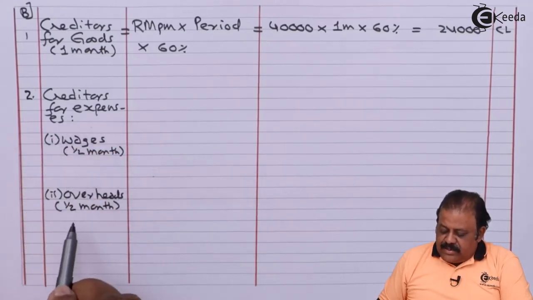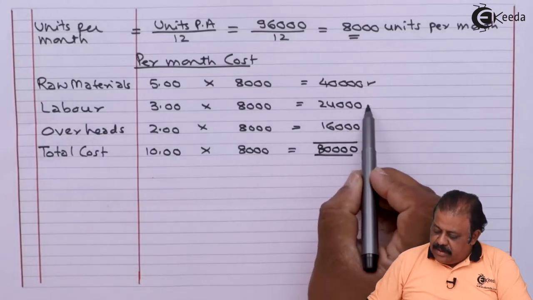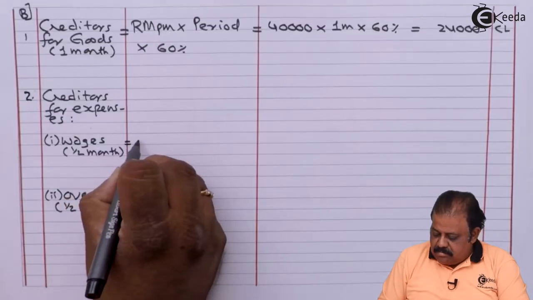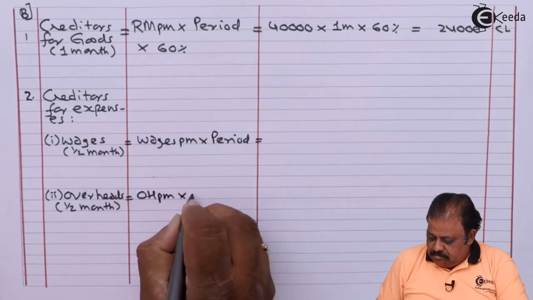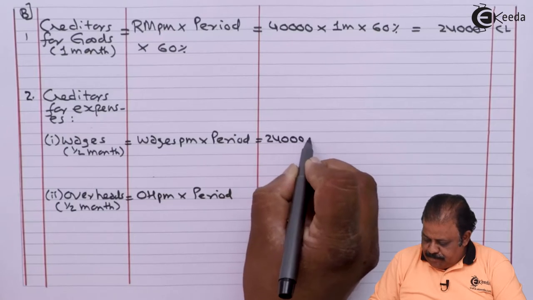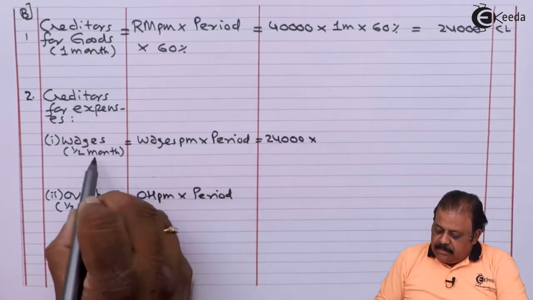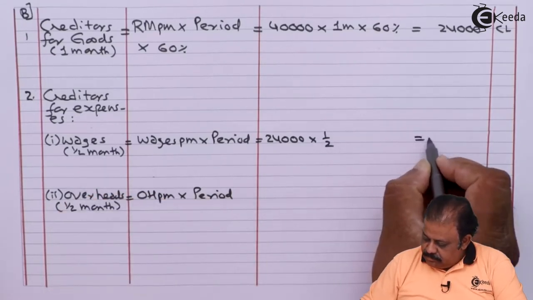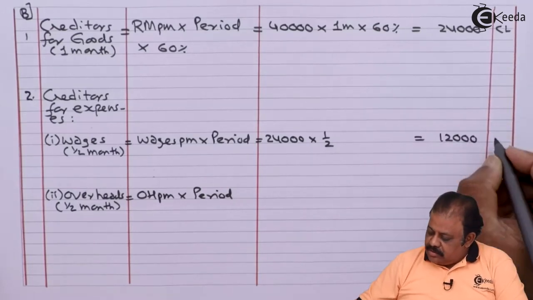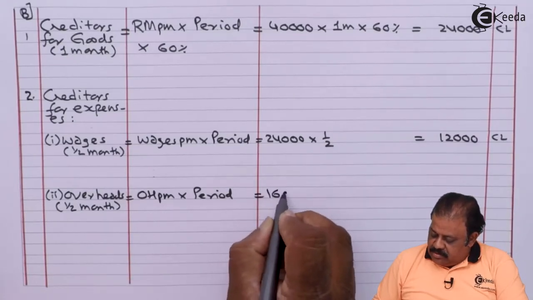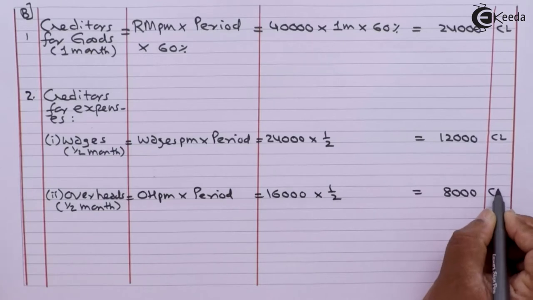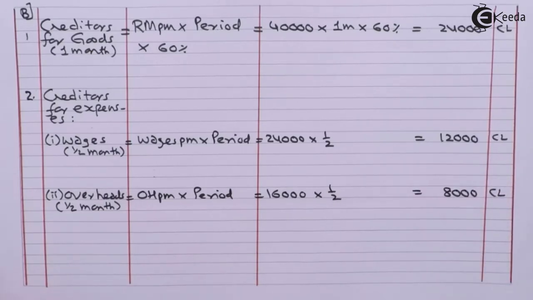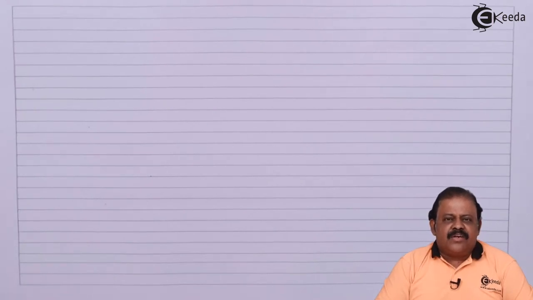Creditors for expenses, wages and overheads, half month. Wages, labor per month 24,000, overheads 16,000. Wages per month 24,000 multiplied by period half month. So this 12,000 will be part of current liability. Overheads 16,000 per month multiplied by period half month. It will be rupees 8,000, part of current liability. We have calculated current asset and current liabilities as a part of working note. Let us prepare now final solution, that is statement of estimated working capital.